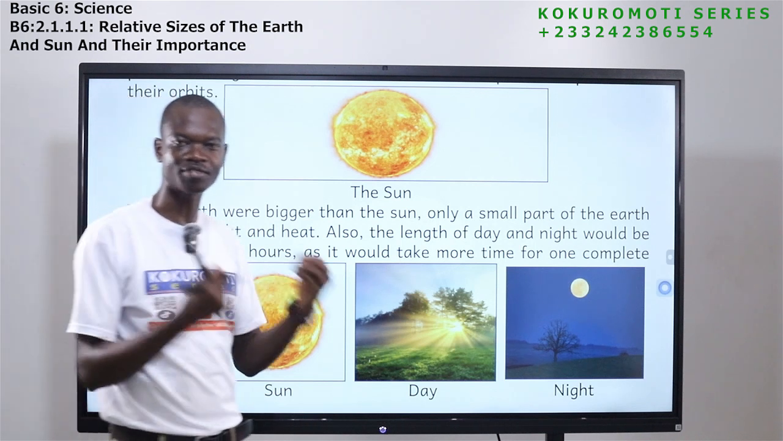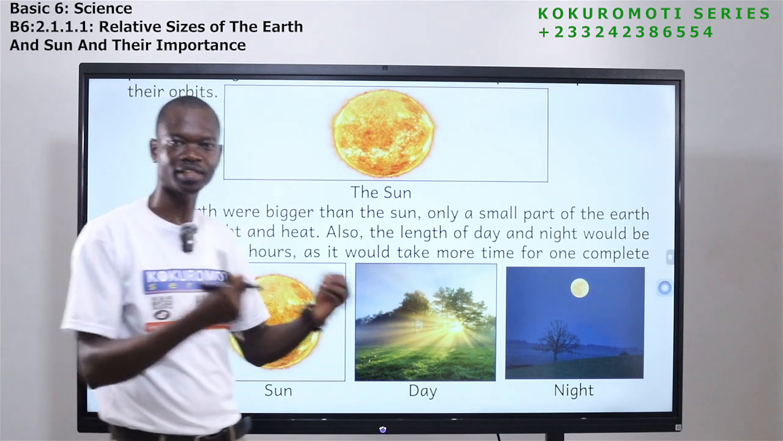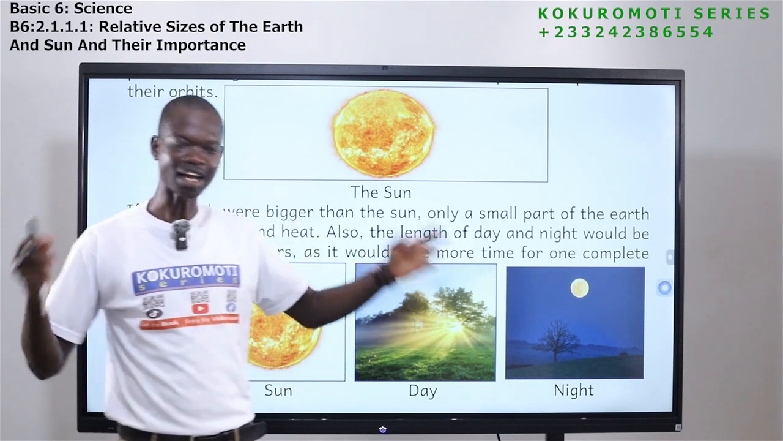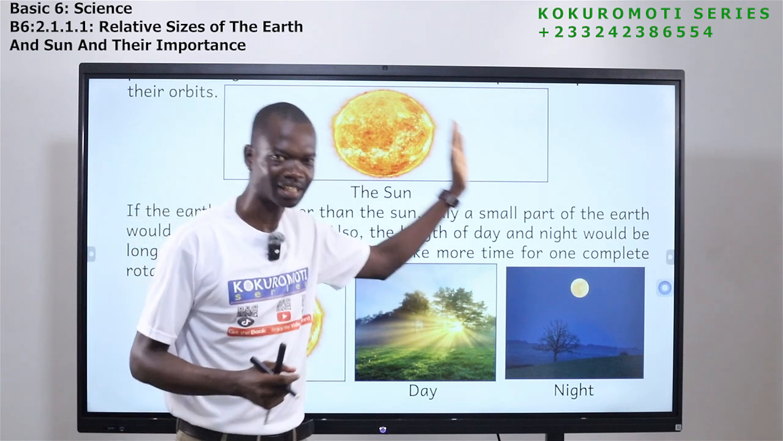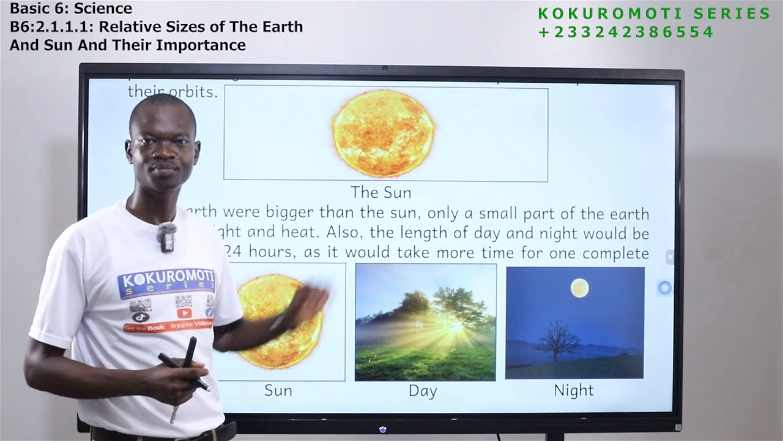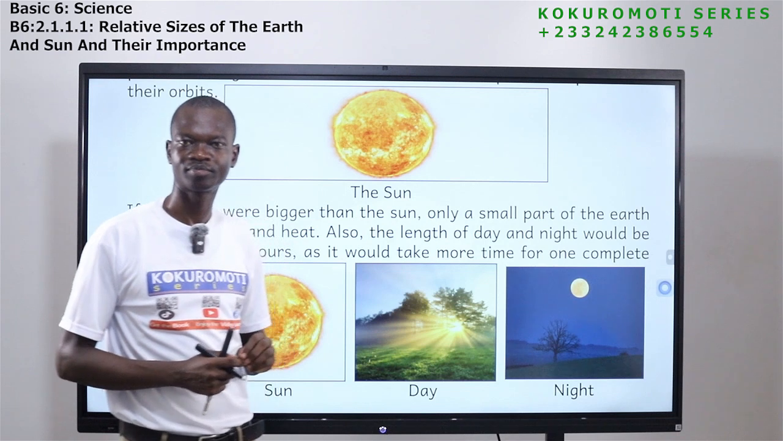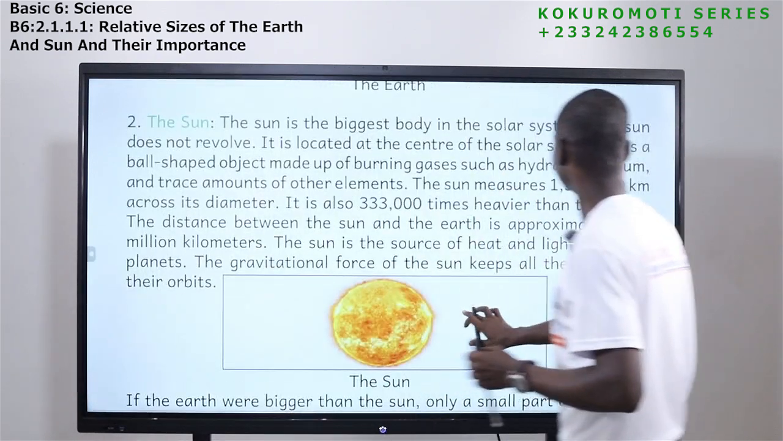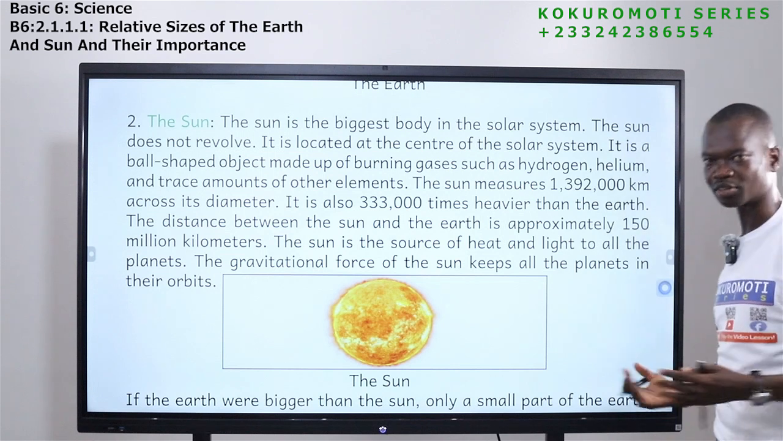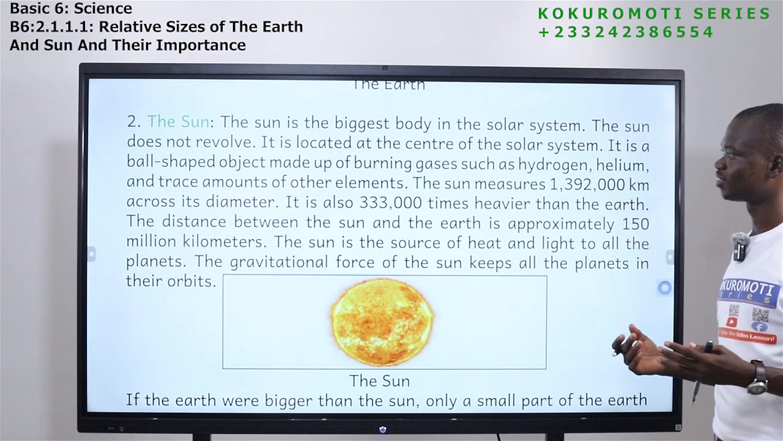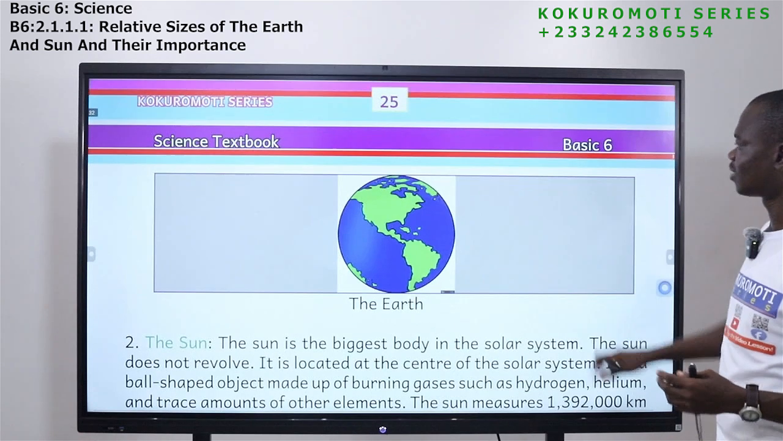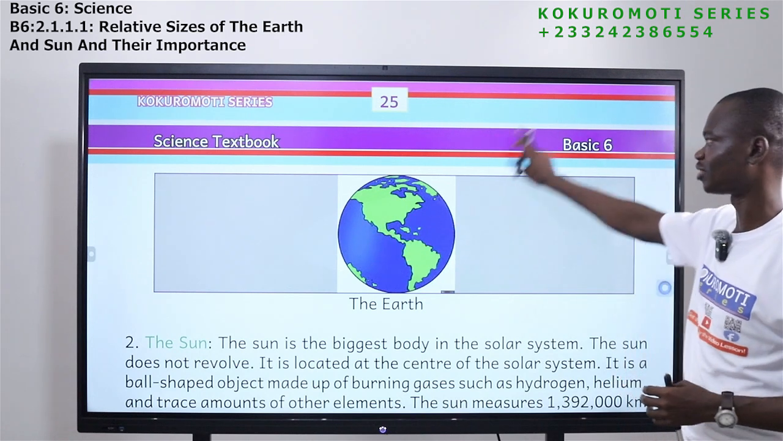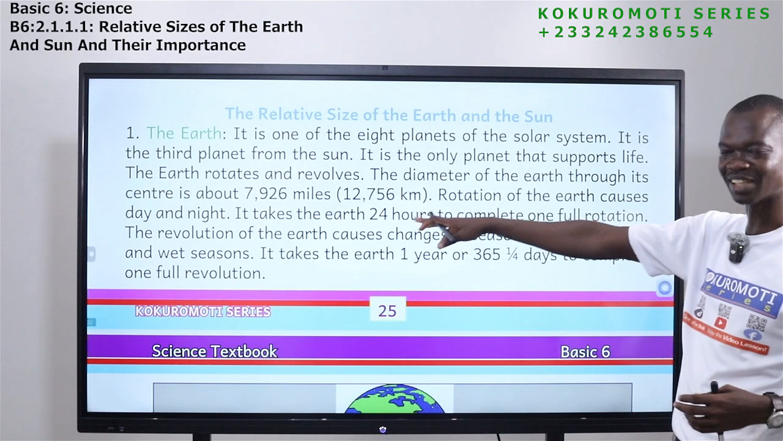The Sun is 333,000 times heavier than the Earth. And then the diameter from one end of the Sun to the other end of the Sun, through the center, that is 1,392,000 kilometers, which is far longer than this one. This is just 12,000. The Earth is just 12,000.